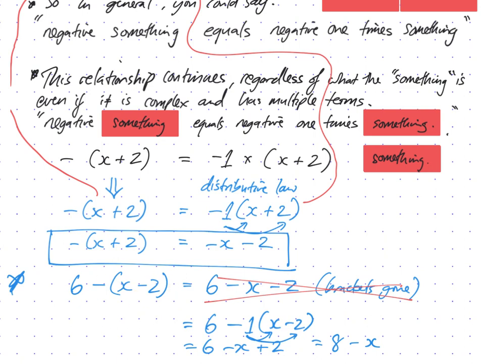And how did we get here? From establishing this rule that a negative version of something is equivalent to negative 1 times that something.